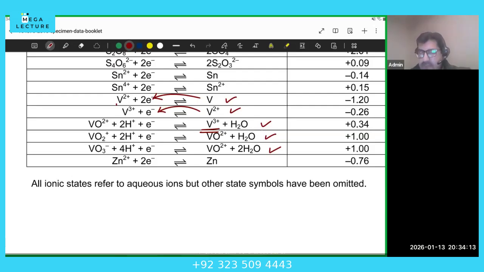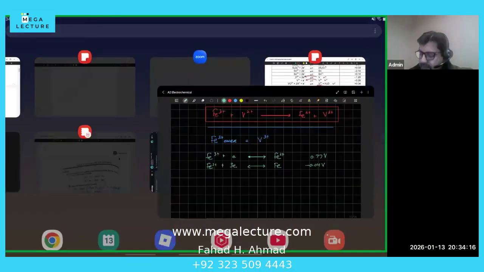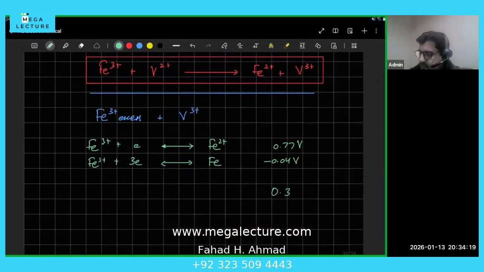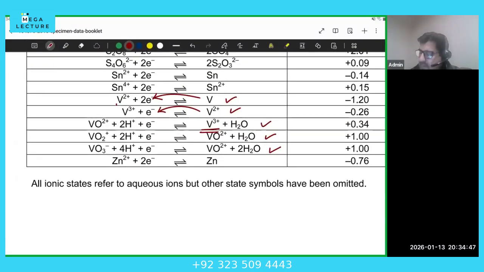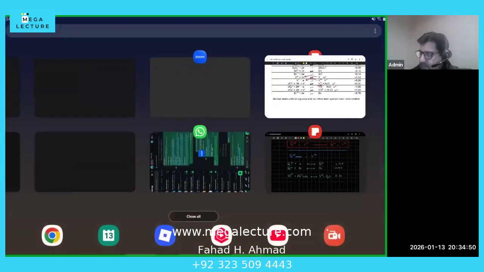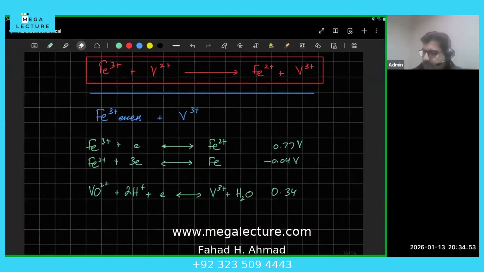Its equation is VO2+ plus 2H+ plus 1 electron going to V3+ plus H2O. Let me just double check here. Plus electron, 0.34. It's 1 electron, not 2 electrons. Okay, so this one.